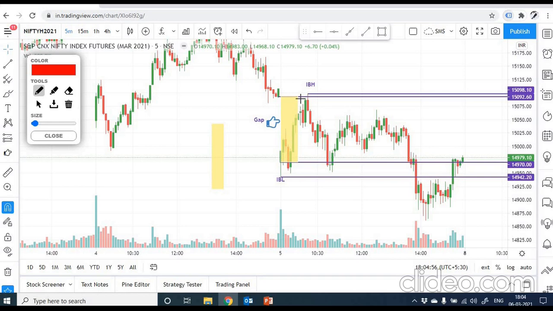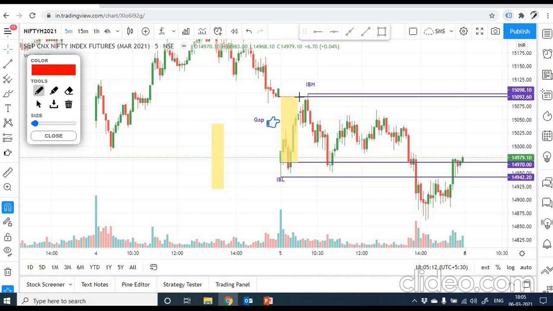We would be doing a video on gap trading and how to identify gaps and what should be the logic and how to see a gap as resistance and support. So do stay tuned, and we will be making a video on that. Till then, let's concentrate on the IB.